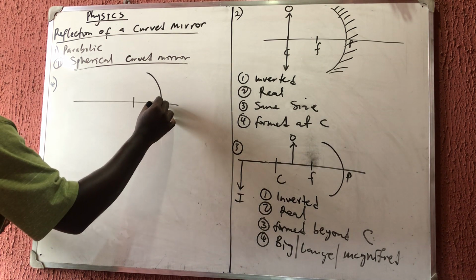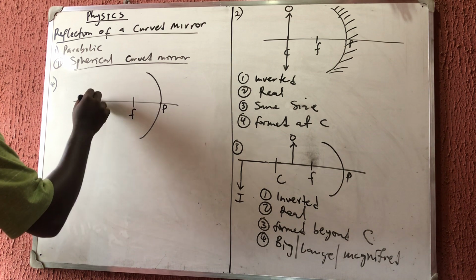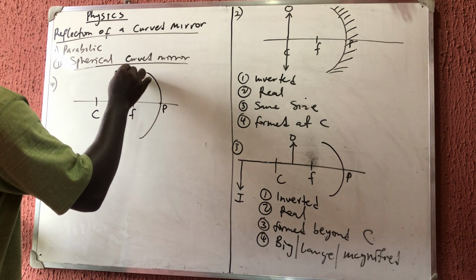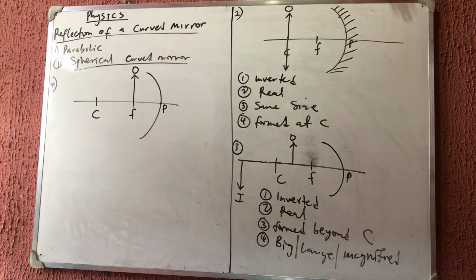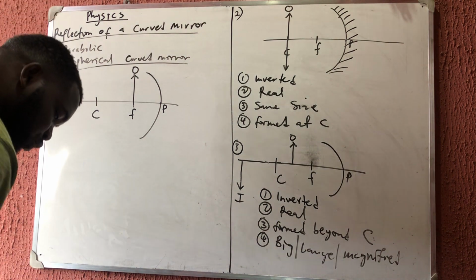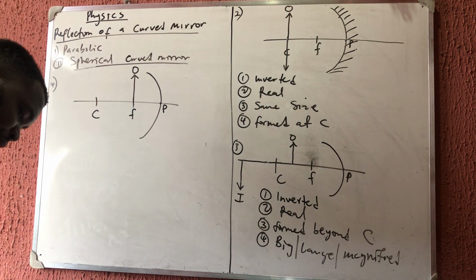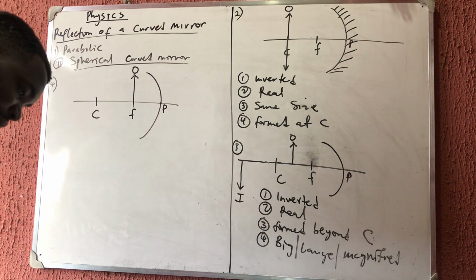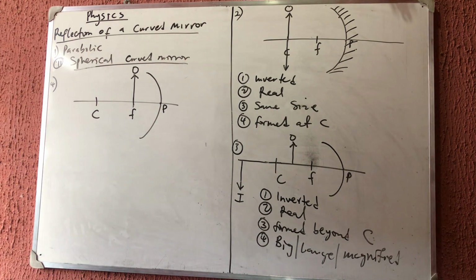This is my P. This is my F, and this is my C. Now, if we go a little bit closer and the object is here, what happened? The image is going to be at infinity. Please tell them, the image will be where? At infinity. The image will be formed at infinity. Please note that whenever an object is placed at the focus, the image is at infinity. All right? So that is that.